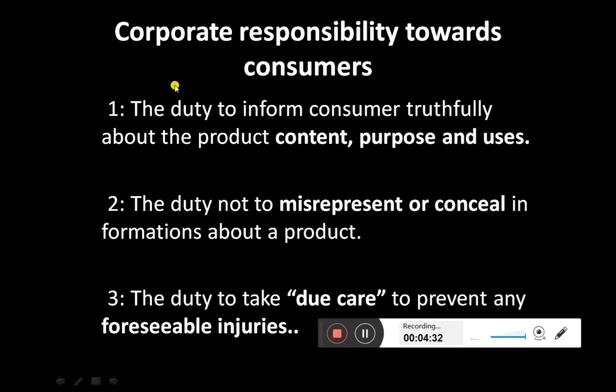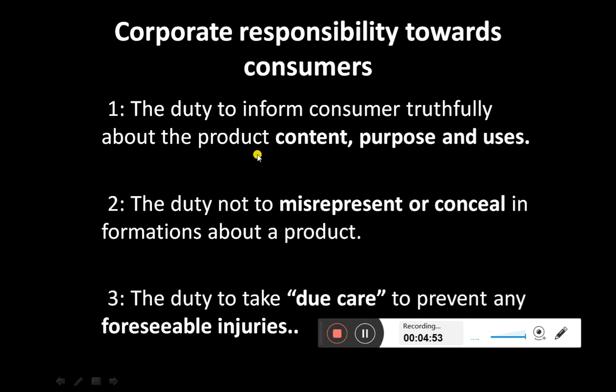Now, the corporate responsibility toward consumers. What can be the different responsibilities of a corporate toward consumers or customers? There are so many. Number one, the duty to inform consumers truthfully about the product.